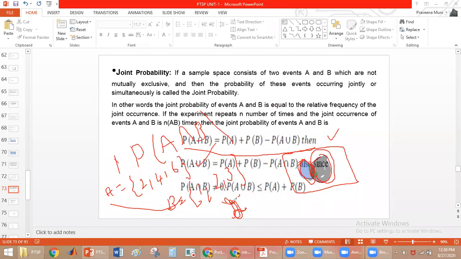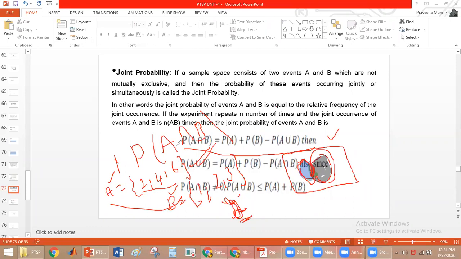So if you are getting outcome as 2, if any one of these outcomes you get as output, then we can say that event A has occurred. Similarly, in event B, if any one of these occurs, we can say that event B has occurred. If you are getting 2 as the outcome, then both event A and event B have occurred. So we can say that these two events are jointly occurring. That is why the occurring of these events jointly or simultaneously is called joint probability.